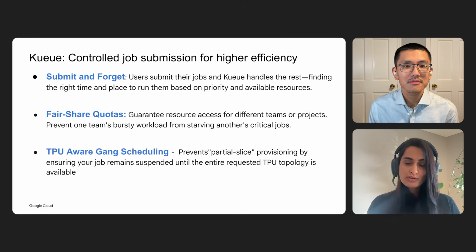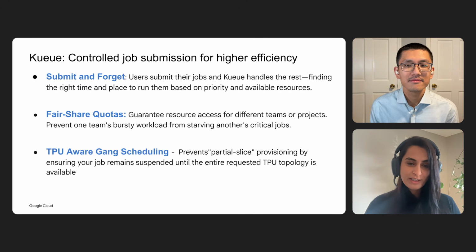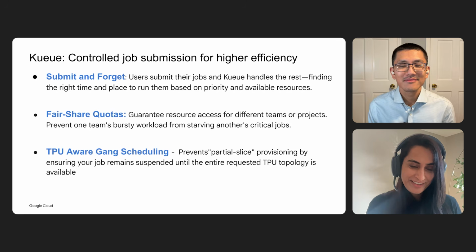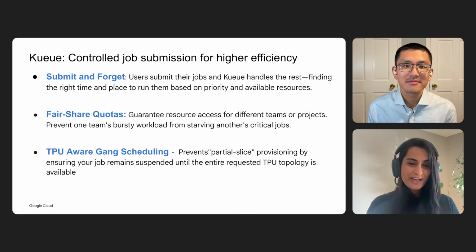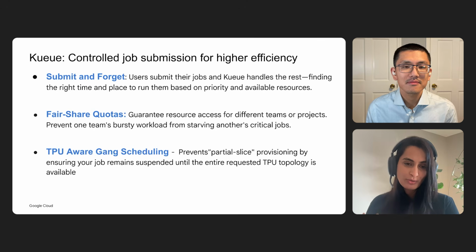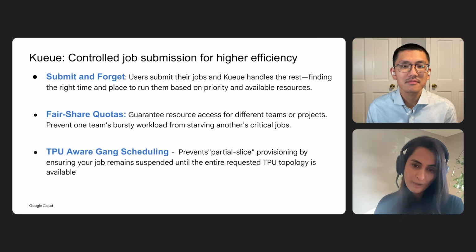And then you can also say different teams can have different quotas. One team bursting up and taking all the TPU resources and kicking off others is not a great idea. So you can also create quota management with Kueue, and then Kueue tries to make sure that the quota is met when it's trying to look for which job to place when and how.